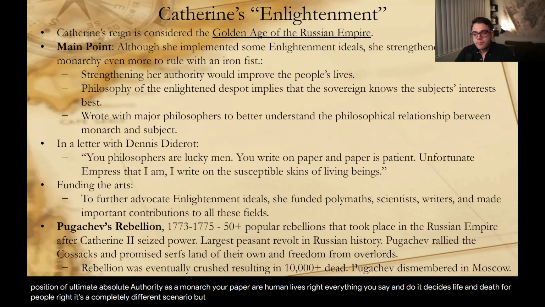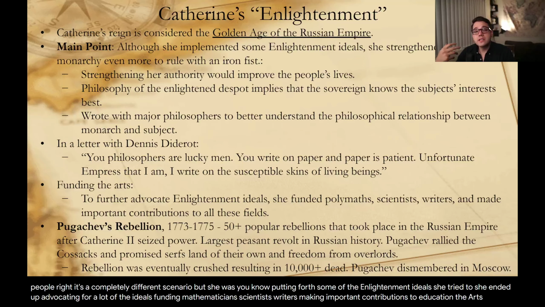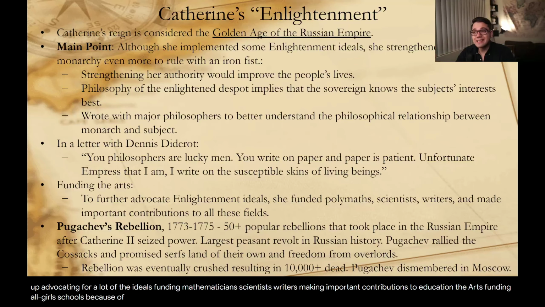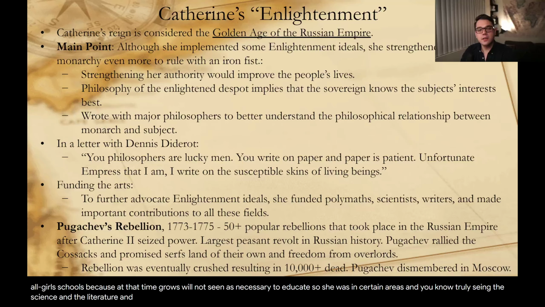But she was putting forth some of the Enlightenment ideals. She ended up advocating for a lot of the ideals, funding mathematicians, scientists, writers, making important contributions to education, the arts, funding all girls' schools, because at that time, girls were not seen as necessary to educate. So she was, in certain areas, truly advancing the science and the literature and research, right?